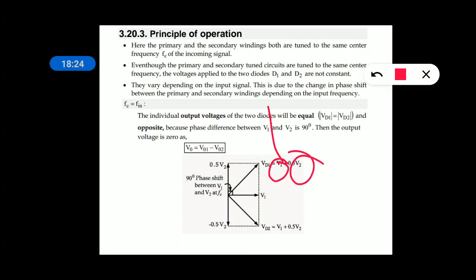As they are equal, the output voltage VD1 is the same as VD2 in the negative direction. Hence the output is a combination, or sum, of the output voltages of the diode 1 detector and diode 2 detector, and they are equal, hence the output voltage becomes 0, right. That means when input frequency is the same as your center frequency, the Foster-Seeley discriminator produces 0 message. That means there is no change in the FM frequency, hence there is no message.